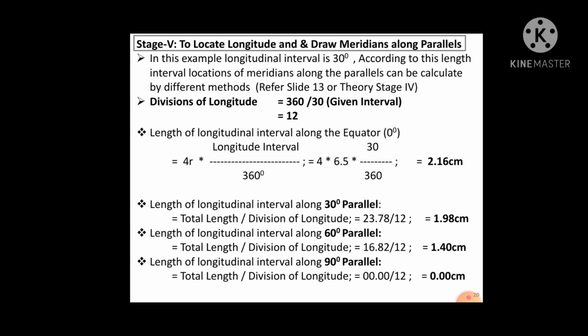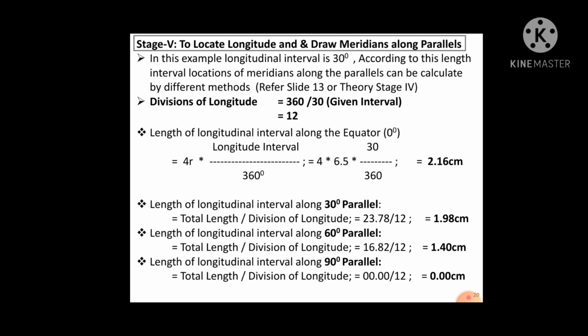Is it okay? So, very well. Now we know how to find out the distance interval on the equator or along the equator. The equation is there: 4 r multiplied by longitudinal interval divided by 360. If you solve this, you'll get 2.16 centimeter. Even though we know the 26 centimeter is the total length of the equator, if you divide by the 12, you will get the same answer.